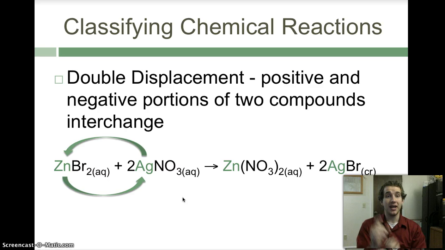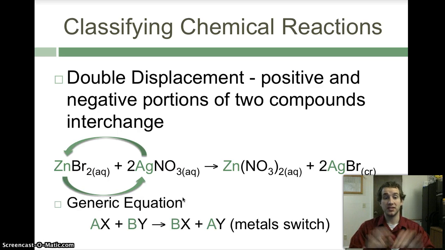So keep in mind, single displacement: one element, one compound. Double displacement: two compounds flip-flopping to make two new compounds. Watch, see how they're different. Single displacement, element, compound. Double displacement, two compounds making two new compounds. Cool. Generically, we see this as two compounds flip-flopping partners. The easiest way to get these to be created is to swap the metals.